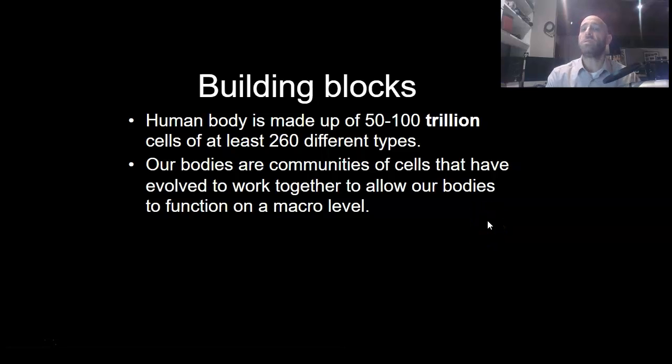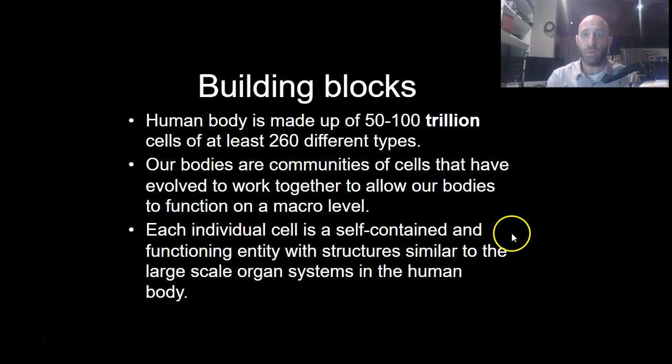All those different communities of cells that work together in different parts of your body, they work together on what we call a macro level, which means a large level, to make your body run. So if you were to step back and look at yourself and think of all these individual cells working together, the way that our body is able to function is by those communities of cells functioning as a unit. And that's what we're going to talk a little bit about today.